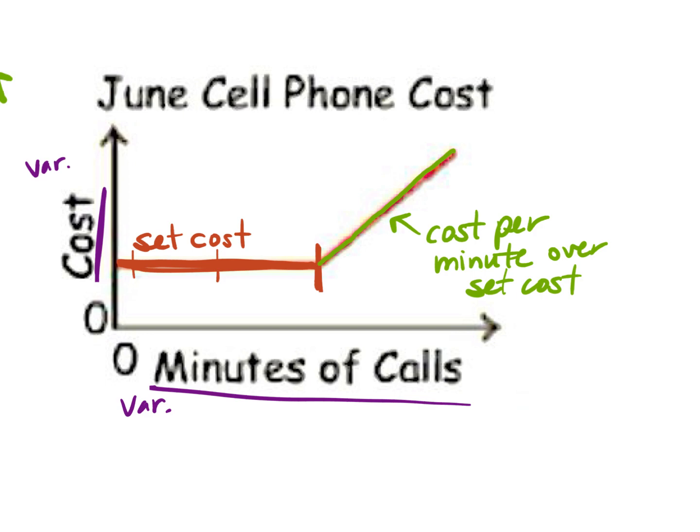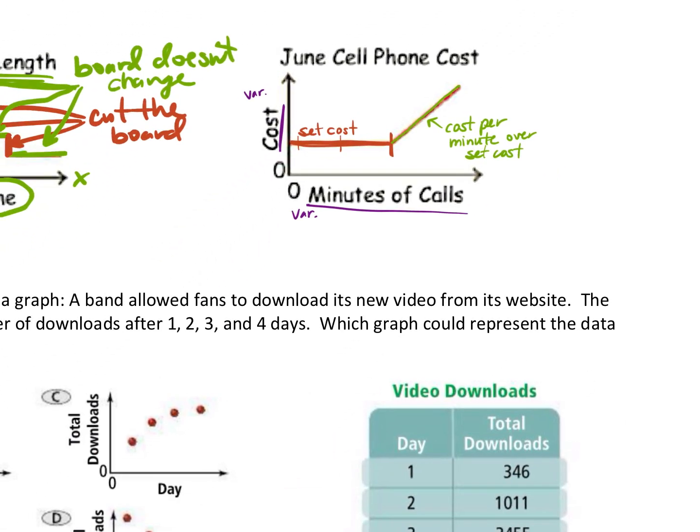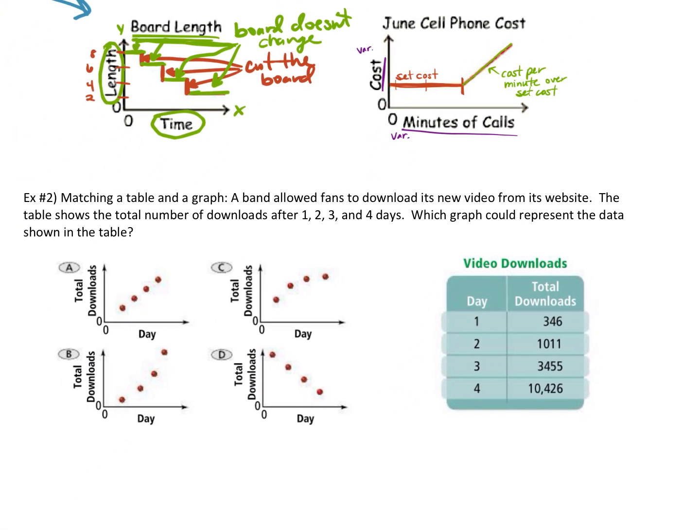Okay. Take a look at this next one. It says matching a table and a graph. A band allowed fans to download its new video from its website. The table shows the total number of downloads after 1, 2, 3, and 4 days. Which graph best represents this information? So on day 1, their total downloads were 346. On day 2, their total downloads were over 1,000. Day 3, it's over 3,000. And day 4, it's over 10,000.